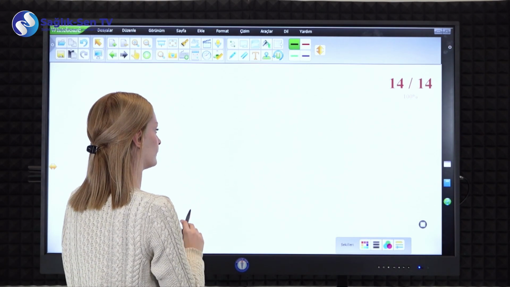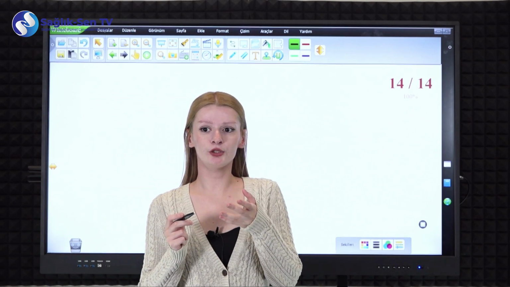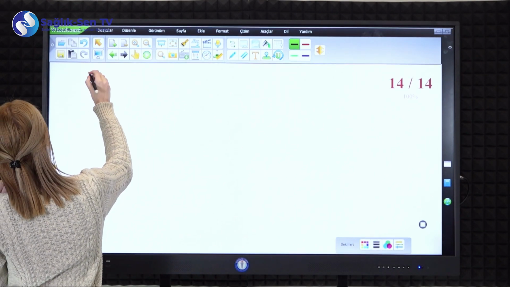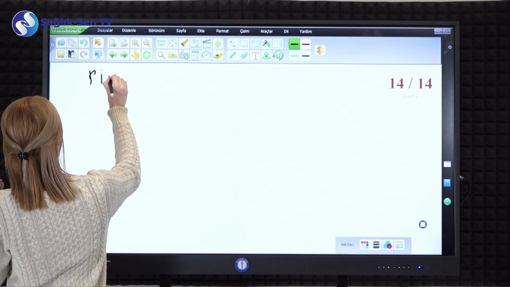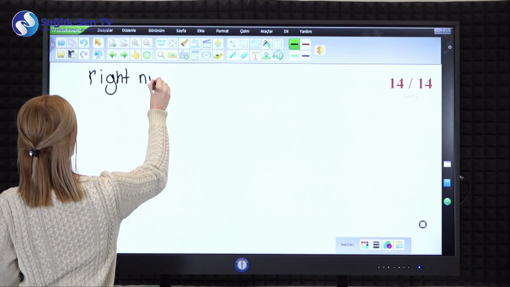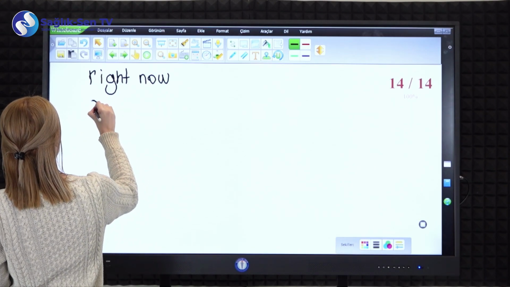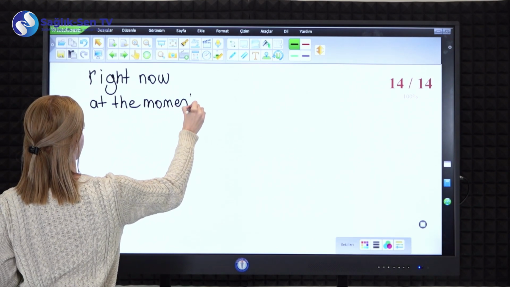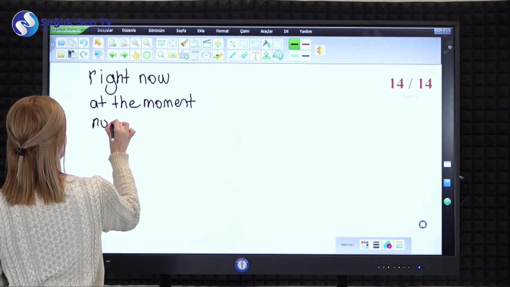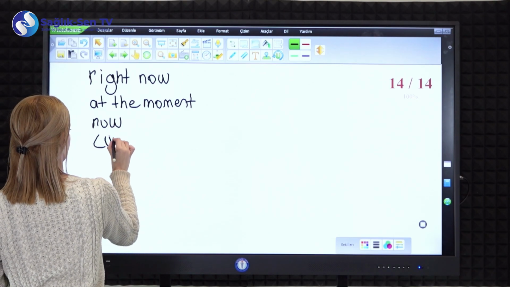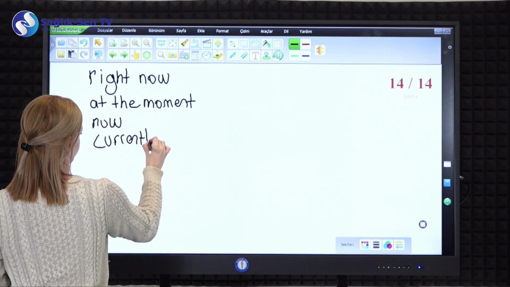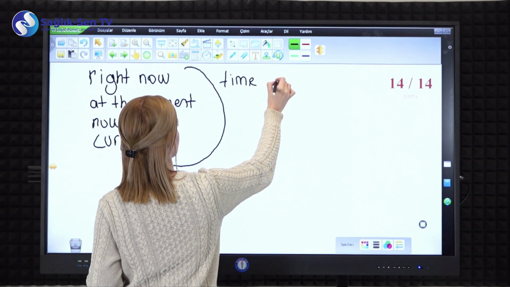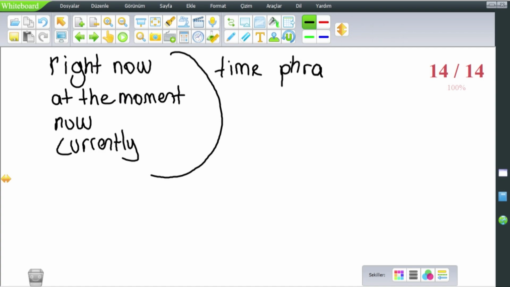Now, what time phrases we can use with present continuous? Right now, at the moment, now, currently, time phrases that we can use with present progressive.